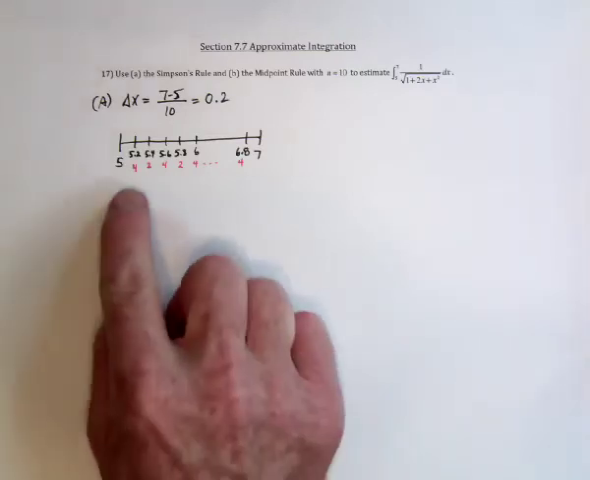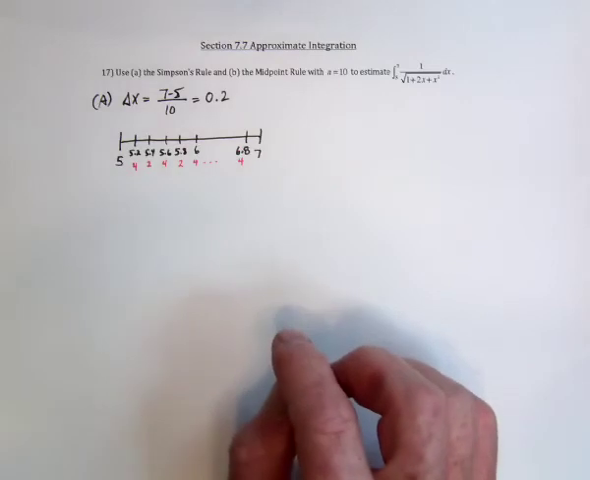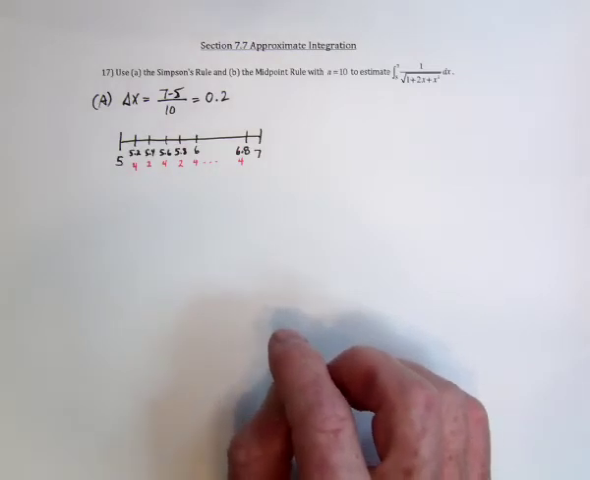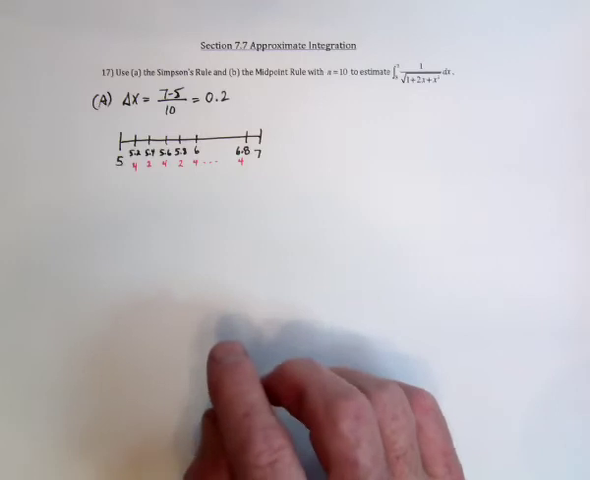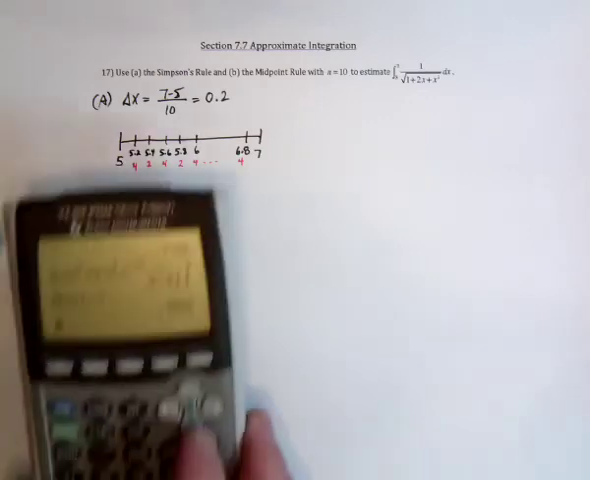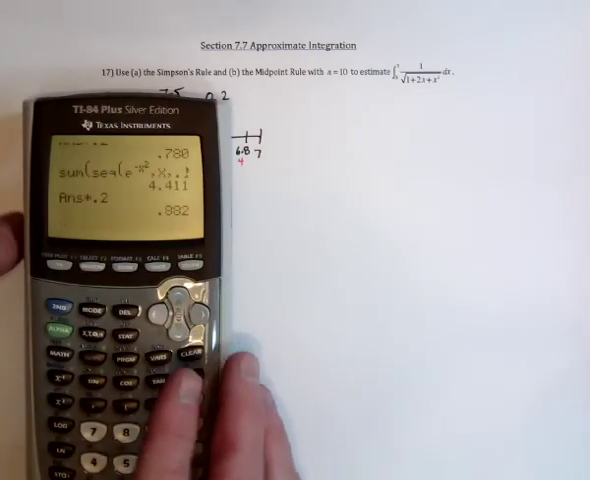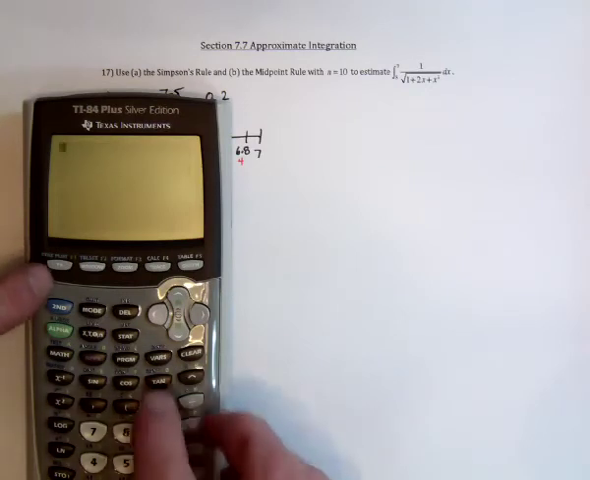Because of this alternating of 4, 2, 4, 2, we can't really have the calculator do a sum sequence. We could have it at least generate the decimals for us, but this one's going to be a little bit tedious because we're going to have to deal with a lot of decimals.